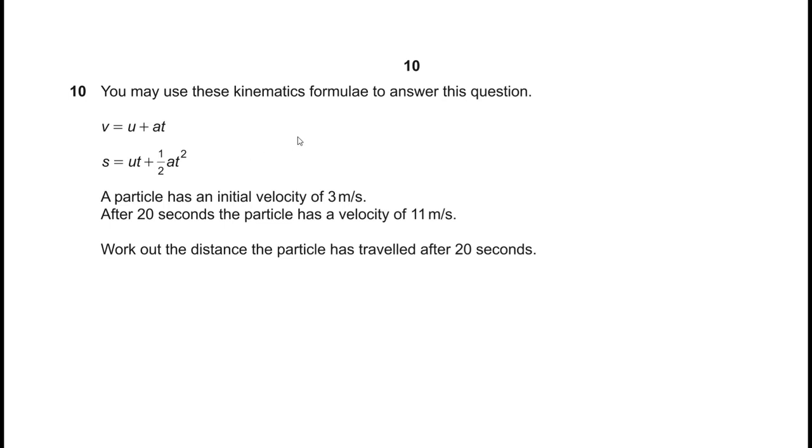Question number 10. You may use these kinematics formulae to answer this question. v equals u plus at and s equals ut plus a half at squared. A particle has an initial velocity of 3 meters per second. After 20 seconds, the particle has a velocity of 11 meters per second. We have to work out the distance the particle has travelled after 20 seconds.